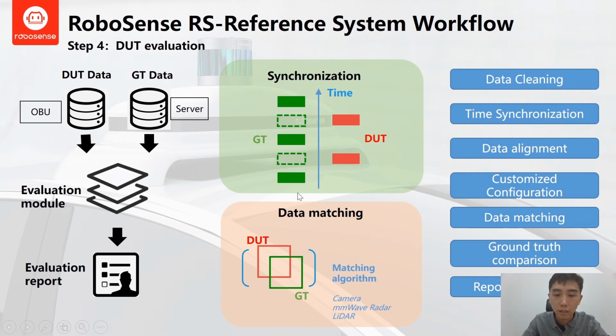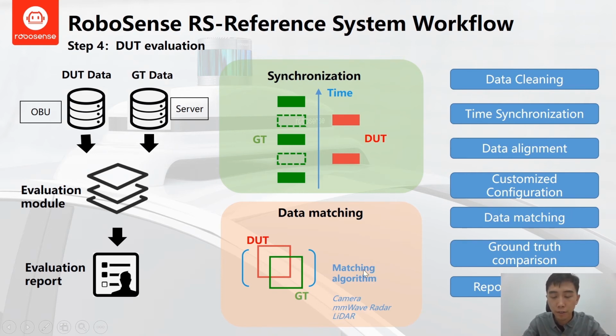Okay, so then after the synchronization, the next thing is about the data matching. So right now, actually for one real target, we have two results. The first is the DOT result, and the other one is the GT result. How can we match these two? How can we know these two bounding box are actually from one target? So here we need some matching algorithm.